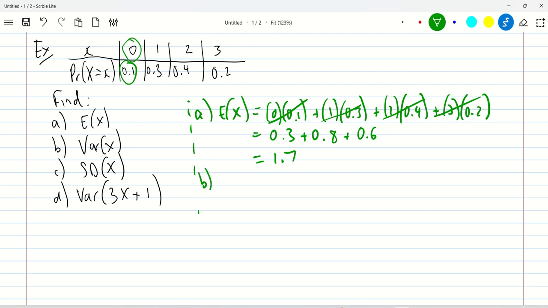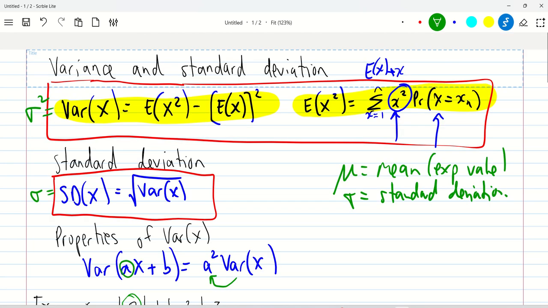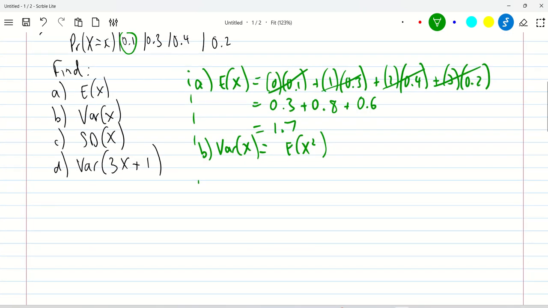Second, let's find the variance. Okay, so remember the variance is equal to expected value of x squared, and we just had that formula up the top there, take away expected value of x all squared. Okay, so we've got that bit there. We just figured out what that's equal to. That's 1.7. But we haven't got that bit there, x squared. So let's go and figure that bit out, okay?